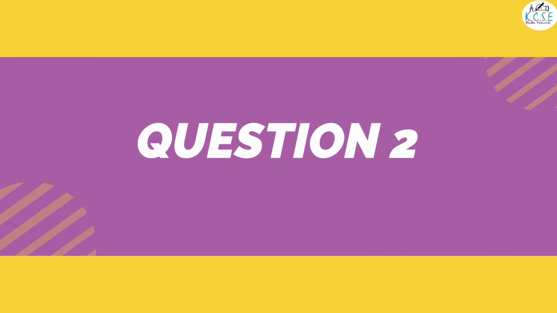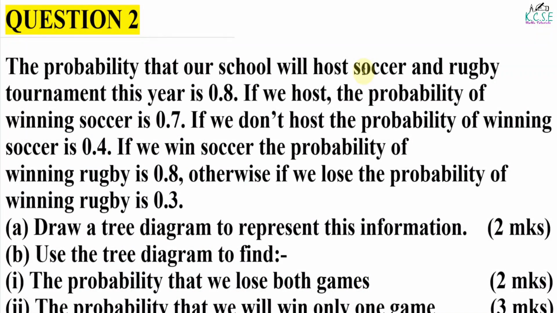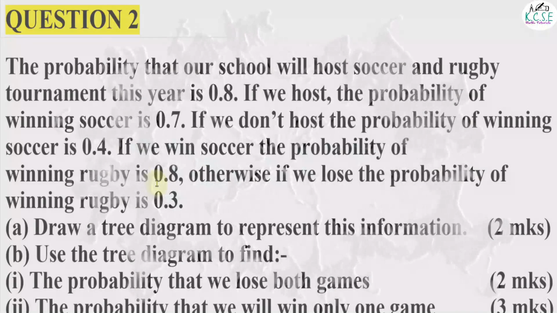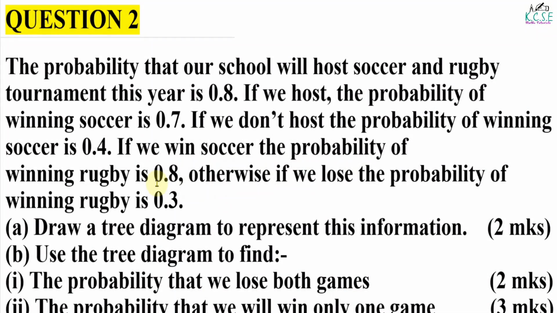Question number 2. The probability that our school will host the soccer and rugby tournament this year is 0.8. If we host, the probability of winning soccer is 0.7. If we don't host, the probability of winning soccer is 0.4. If we win soccer, the probability of winning rugby is 0.8. Otherwise, if we lose, the probability of winning rugby is 0.3.